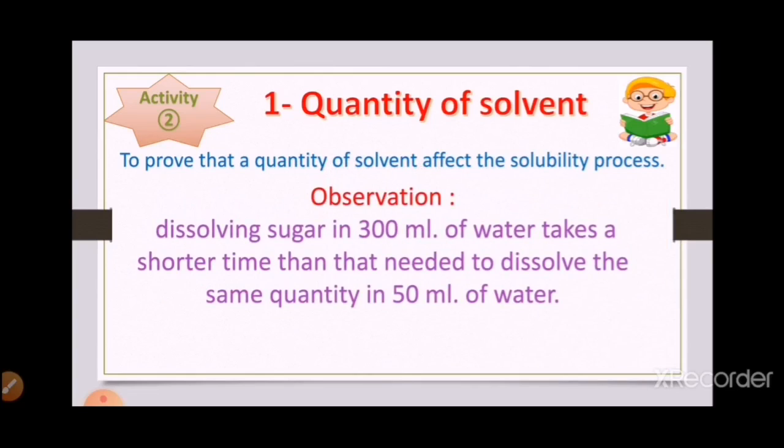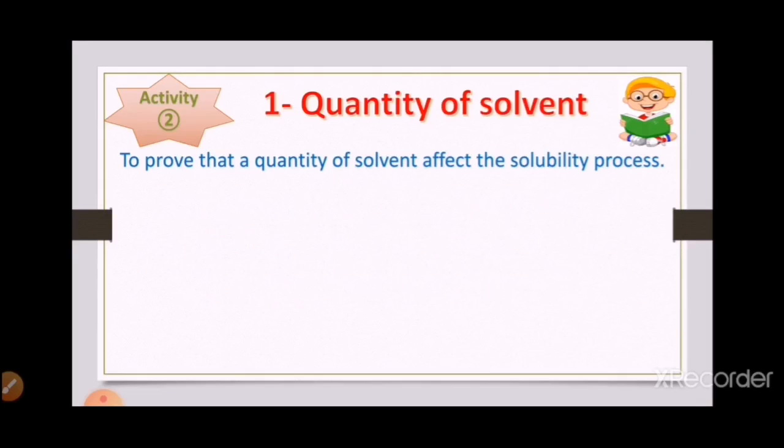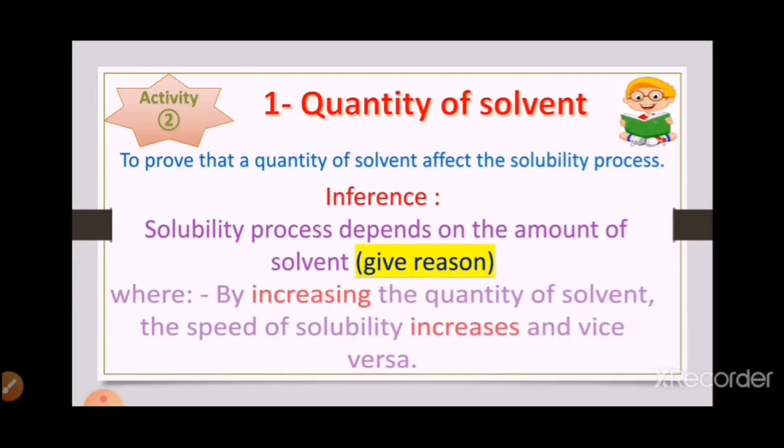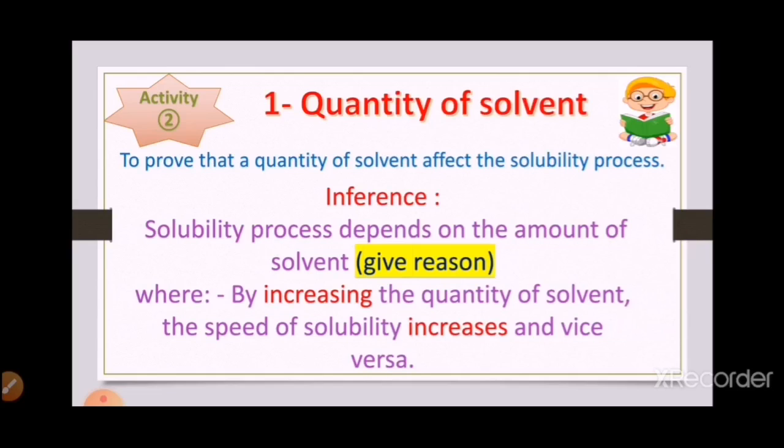We observe that dissolving sugar in 300 milliliters of water takes a shorter time than that needed to dissolve the same quantity in 50 milliliters of water. So, we conclude that solubility process depends on the amount of solvent. Why? Because by increasing the quantity of solvent, the speed of solubility increases and vice versa.